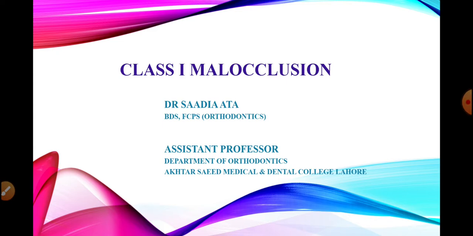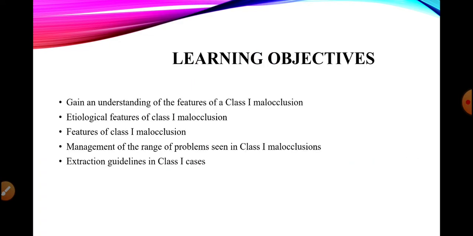Today the topic of our discussion is Class 1 Malocclusion. At the end of the topic, we shall be able to gain an understanding of the features of a Class 1 Malocclusion, and what are the various etiological factors that are involved in a Class 1 Malocclusion. We'll be studying the various features of Class 1 Malocclusion, and then we'll be talking about the management of the range of problems that can be seen in Class 1 malocclusions. Finally, we'll be discussing the extraction guidelines for Class 1 cases.